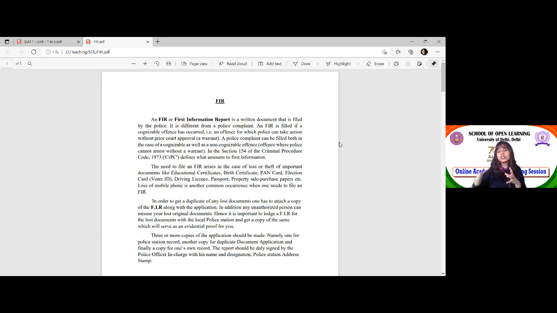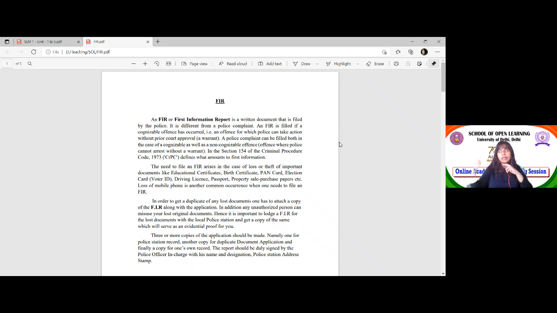Now, why do you require this document? Say you lose your class 12th mark sheet and you have to apply for a duplicate copy from CBSE, and you attach this FIR. So the board knows that you are a legitimate person who has lost this document and requires a duplicate copy. You're not a fake person, because your name and your query and your FIR is there in the police records. So obviously they give you the benefit of the doubt that you are a legit person.